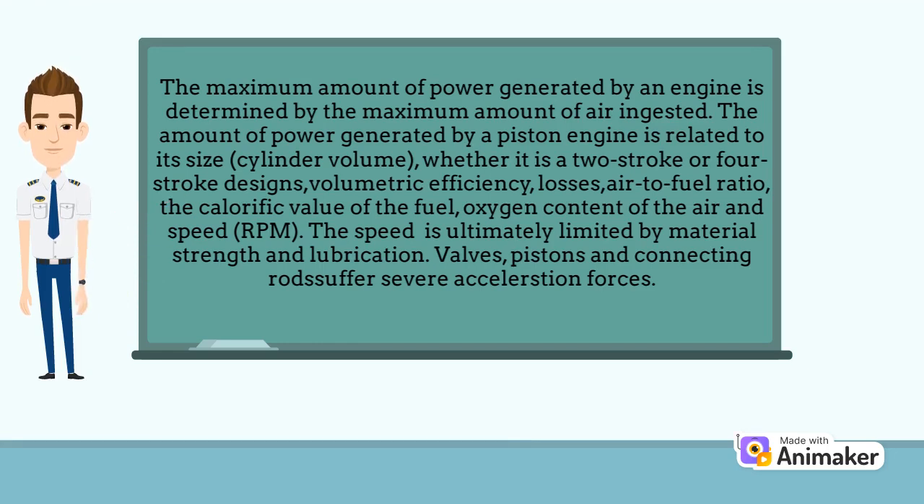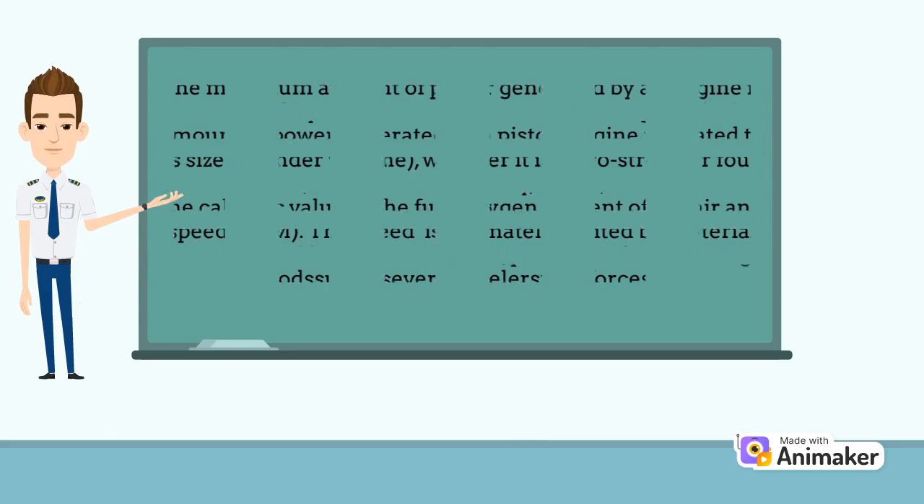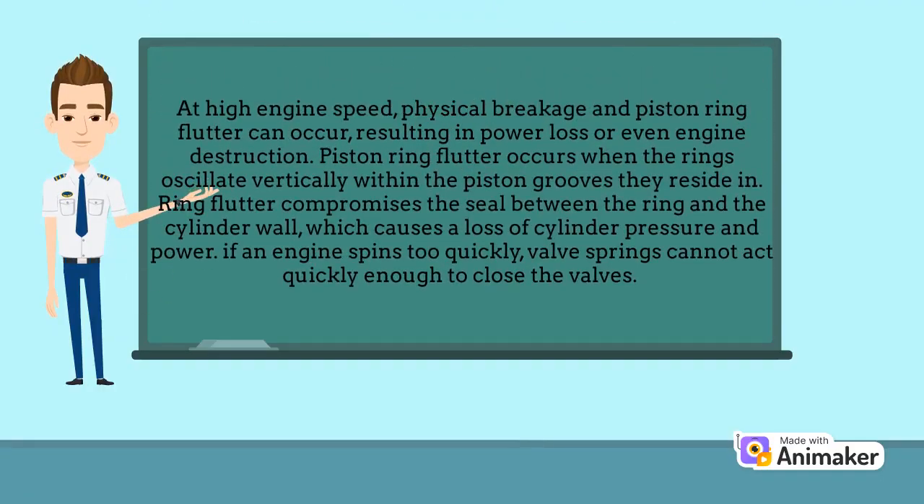Valves, pistons and connecting rods suffer severe acceleration forces. At high engine speed, physical breakage and piston ring flutter can occur, resulting in power loss, even engine destruction. Piston ring flutter occurs when rings oscillate vertically within the piston grooves they reside in. Ring flutter compromises the seal between the ring and the cylinder wall, which causes a loss of cylinder pressure and power if an engine spins too quickly.